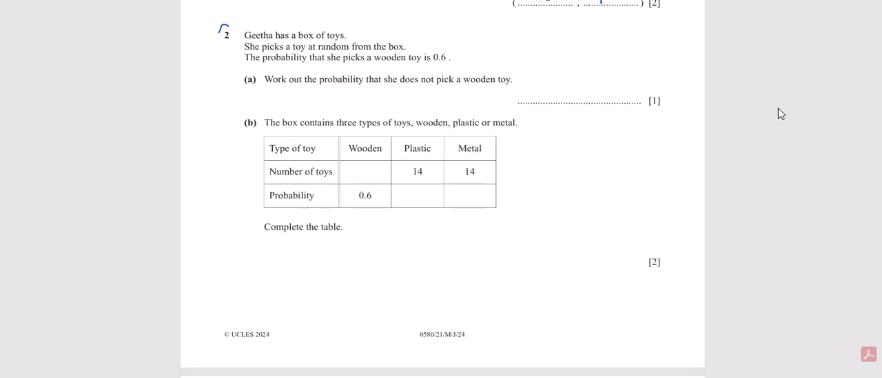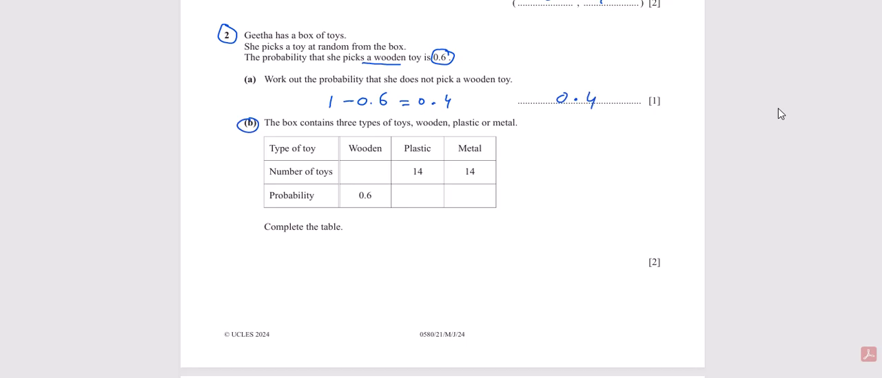Question number 2. Geeta has a box of toys. She picks a toy at random from the box. The probability that she picks a wooden toy is 0.6. Work out the probability that she does not pick a wooden toy. So the total probability is 1, that means 1 minus the given probability 0.6. The required answer is 0.4. So the final answer is 0.4.